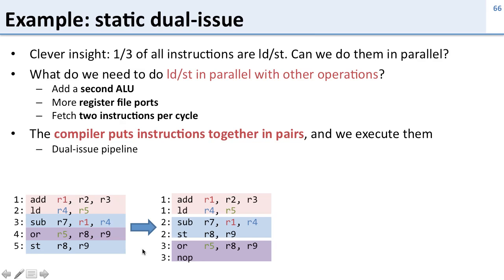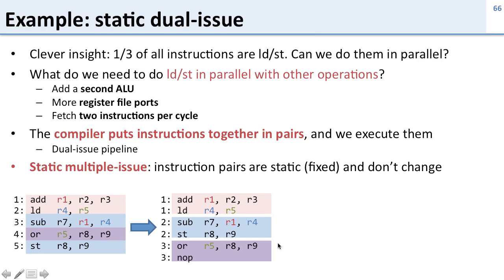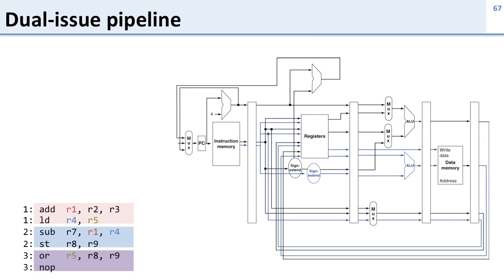The idea is to execute this on a pipeline where we can do this first instruction and the load and store together throughout the pipeline. This is known as a static multiple issue pipeline. So these instruction pairs are static, they're fixed, and they don't change while the processor executes. So here's the pipeline for that.